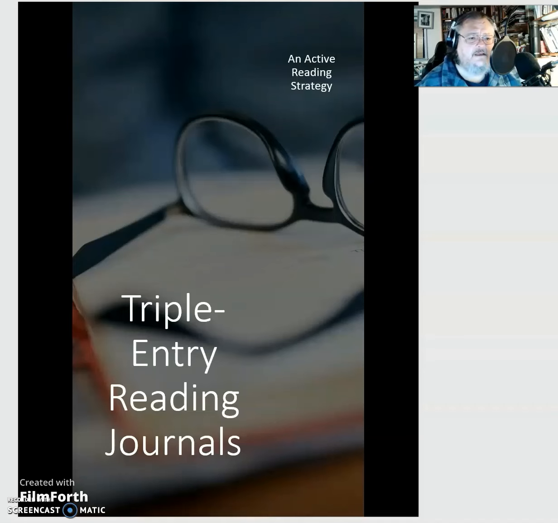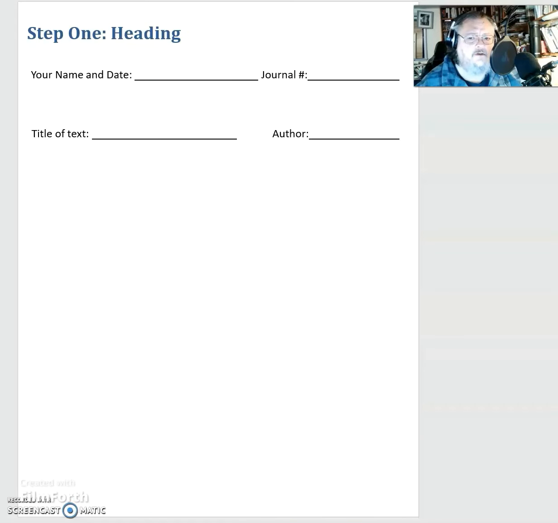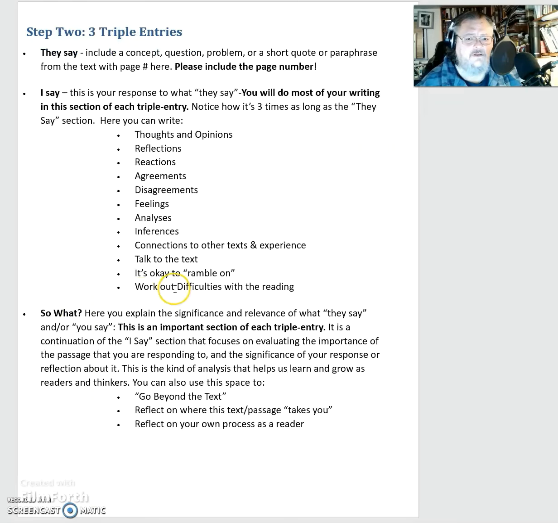The first thing is step one, a heading. Make sure that you have your name and date, the journal number, because there's usually a journal number associated with the journals that I give you, the title of the text, and the author. That's pretty simple. Then after that, let's go to step two.